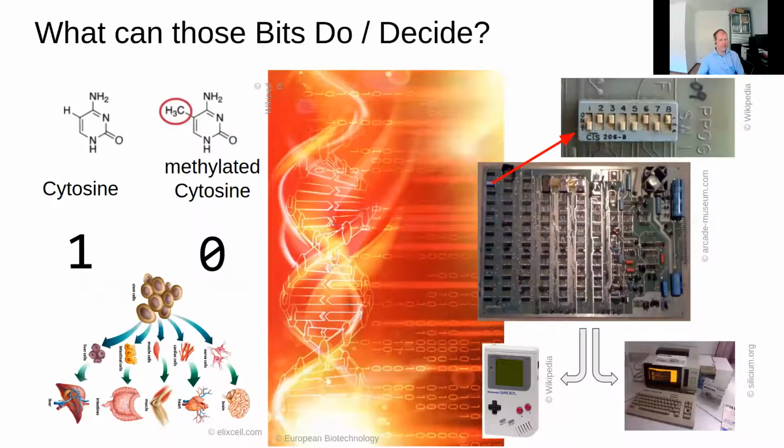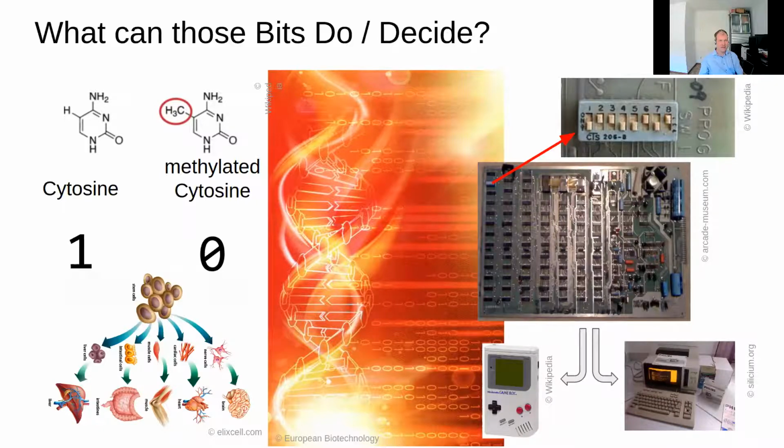So what can the methylation bits do and decide? I like to make this comparison. And that's a DIP switch. A DIP switch, as you probably know, in older computers, served to select programs that should be running on that same machine.